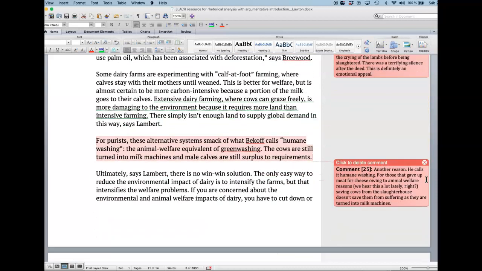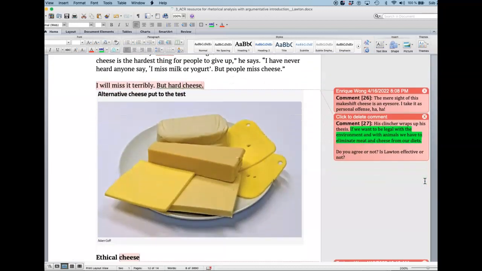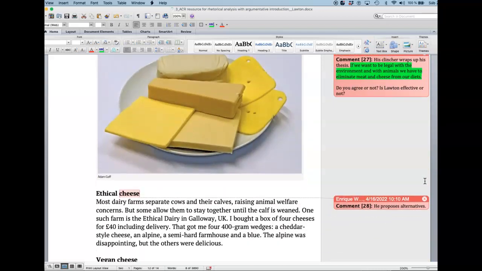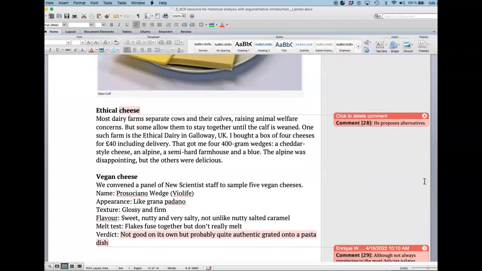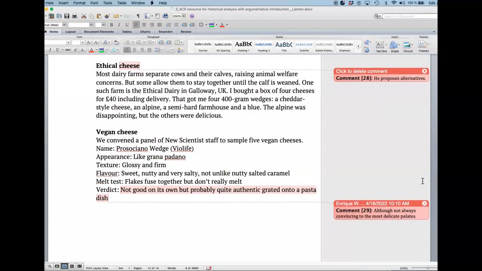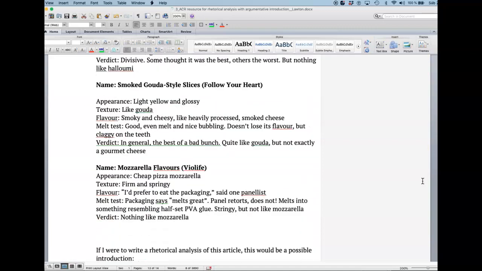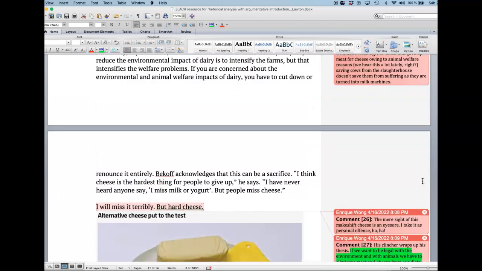And at the end, he concludes presenting alternatives like vegan cheese. He makes a list, and he proposes this is what we can do to be better people and not put animals through suffering, and then stop contaminating the way we are right now. And at the end, he concludes with this clincher. He says, I think cheese is the hardest thing for people to give up. I have never heard anyone say I miss milk or yogurt, but people miss cheese. And then he says, I will miss it terribly, meaning that he won't eat cheese anymore. But then hard cheese, I mean, there's nothing we can do. I find the proposal quite excessive.